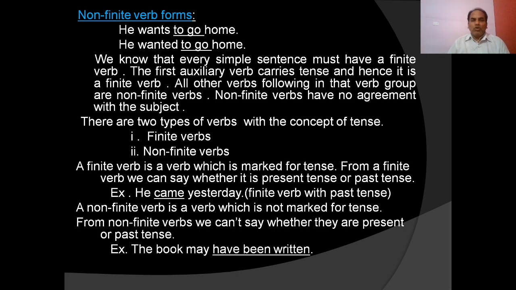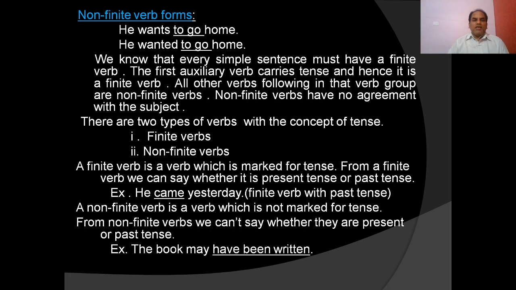He wants to go home. Here in this sentence, the subject is he, and wants is there because the subject is third person singular number. When the subject changes, wants changes, but to go, the non-finite, remains the same. In the second sentence, he wanted to go home, the subject is he, but the tense is different, past tense. So wants and wanted are finite verbs because they carry tense. To go in both the sentences is an example of a non-finite.